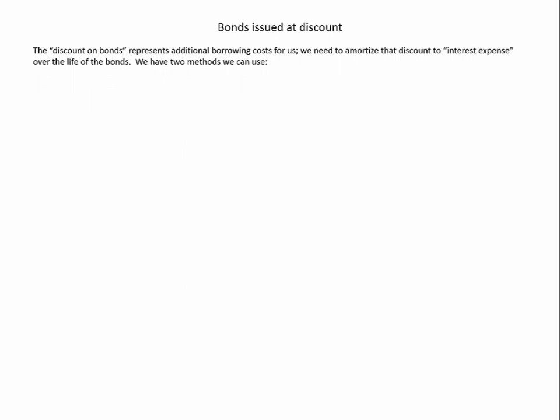Okay, so again, the discount on bonds represents additional borrowing costs for us. We need to amortize that discount to interest expense, and we have two methods available to us. First, and easy and not terribly useful, is straight line amortization. Just like straight line depreciation, we'll take the amount of the discount and divide it evenly over the life of the bonds. The preferred method is the effective interest amortization method, which we'll talk about a little bit more in just a few minutes.